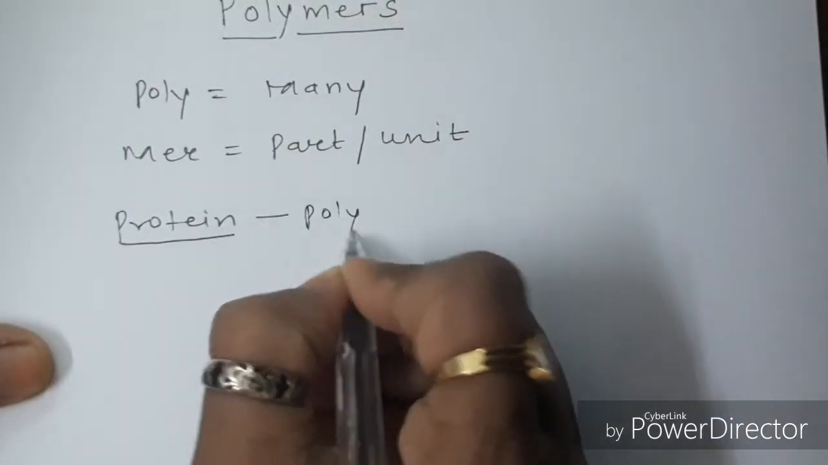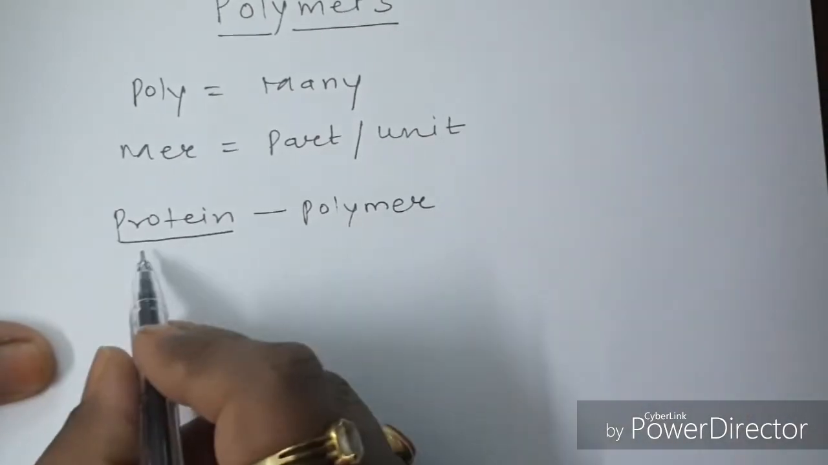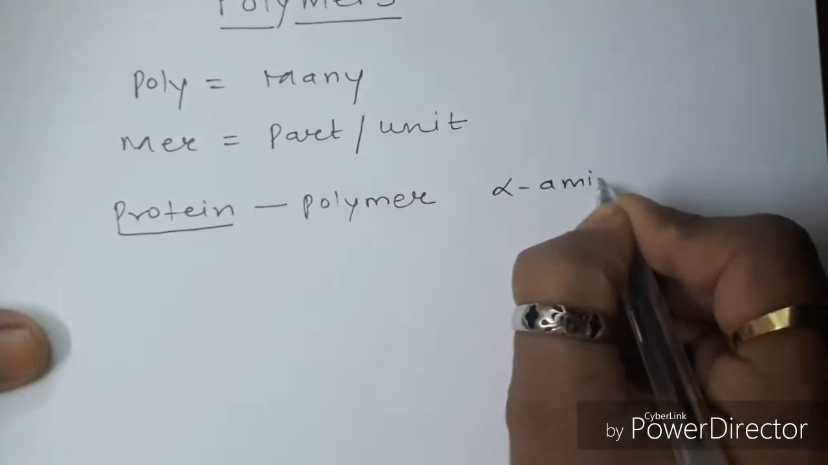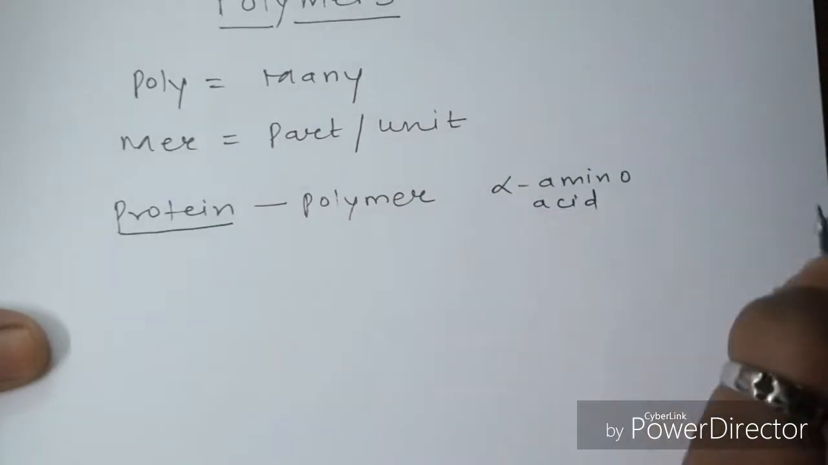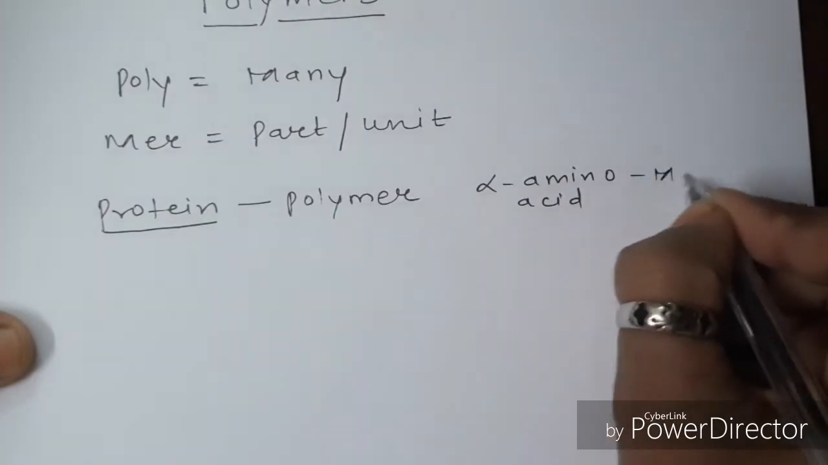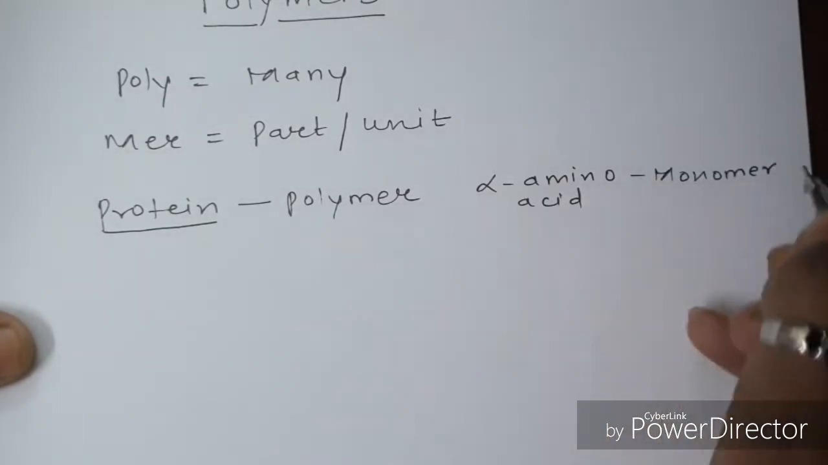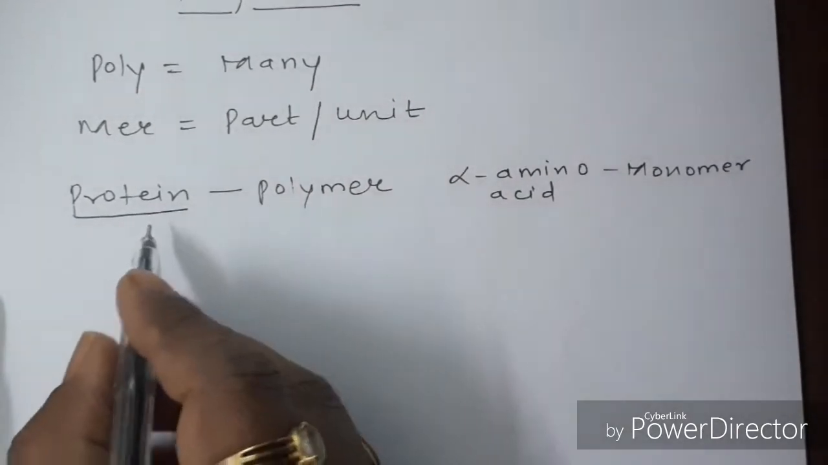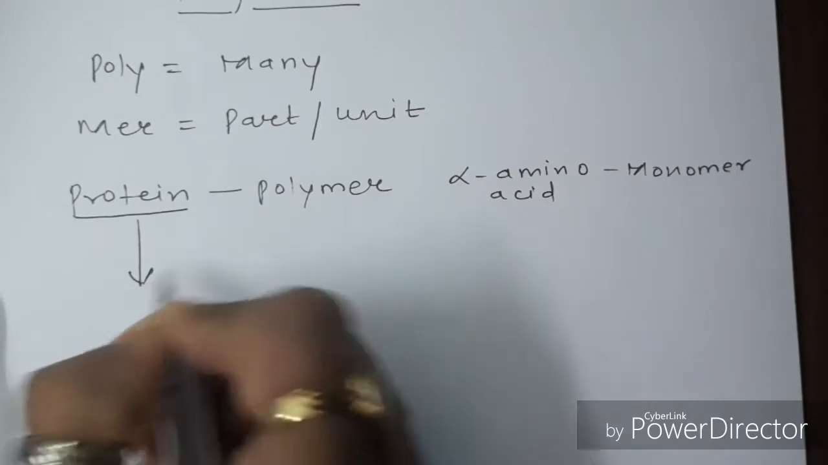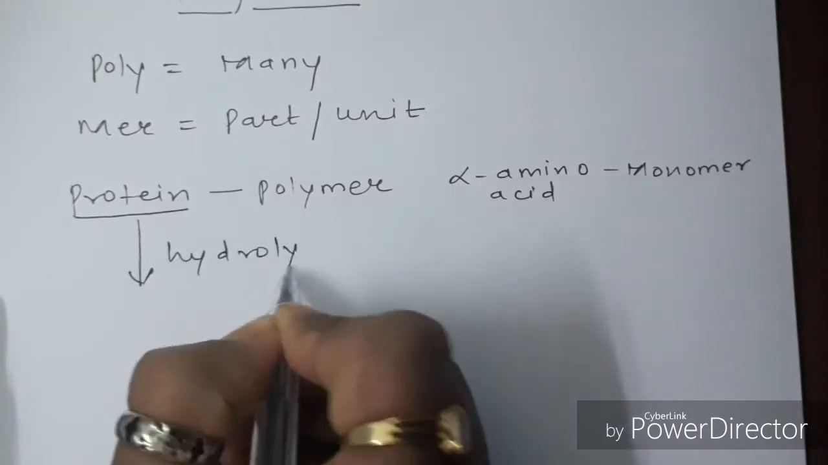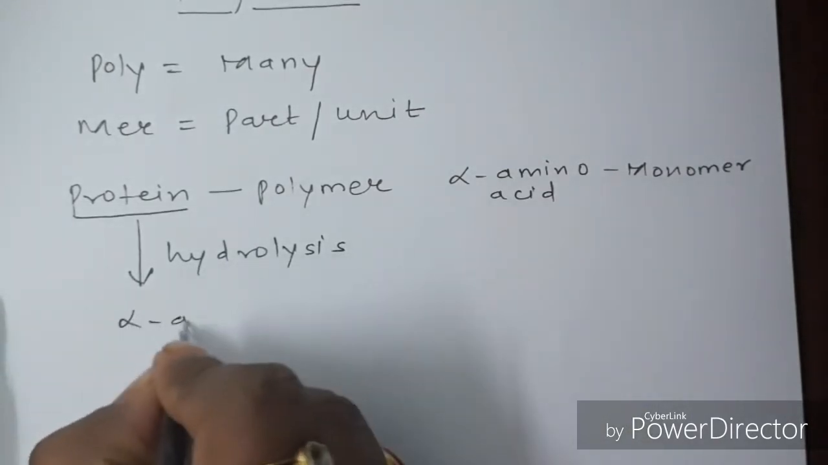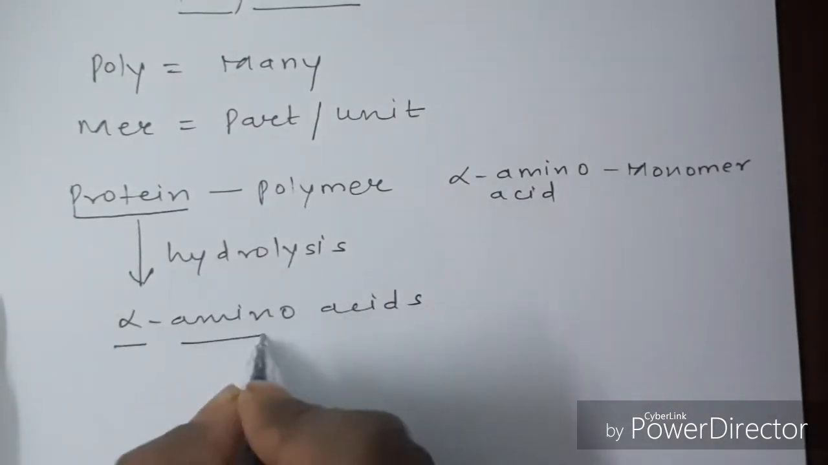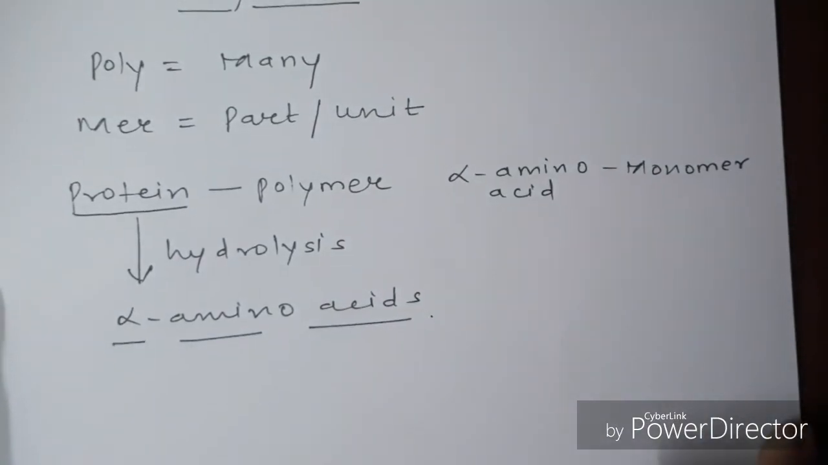Now, for example, I can give you protein is a polymer. So what is protein basically? Protein is a macromolecule which is made up of smaller molecules, that is monomers, called as alpha amino acids. So we can call them as monomers. So that was your first example, proteins. Now, let us understand, if I want to hydrolyze proteins by adding acid and water, the ultimate product is going to be the alpha amino acids. So these alpha amino acids are nothing but the monomers.